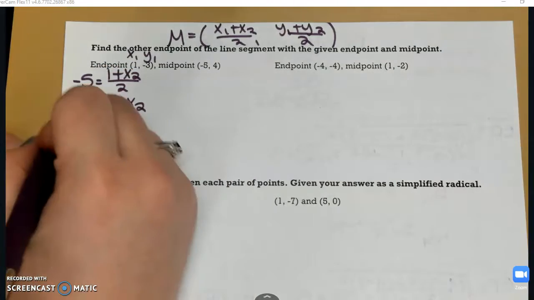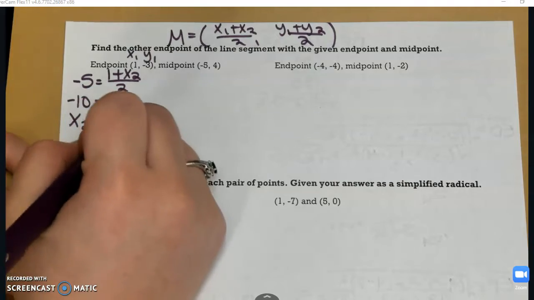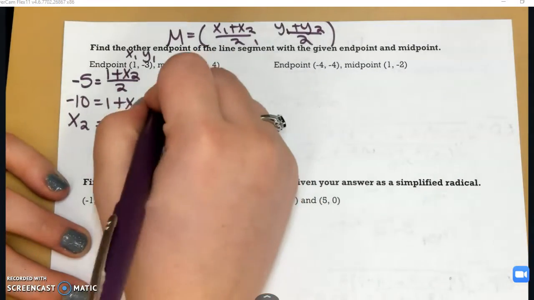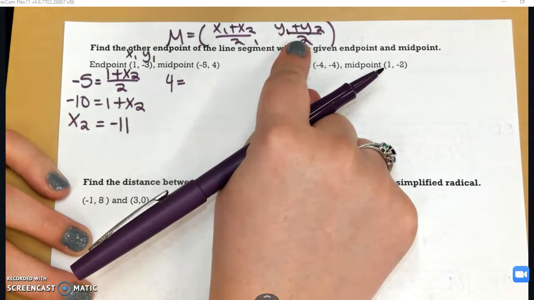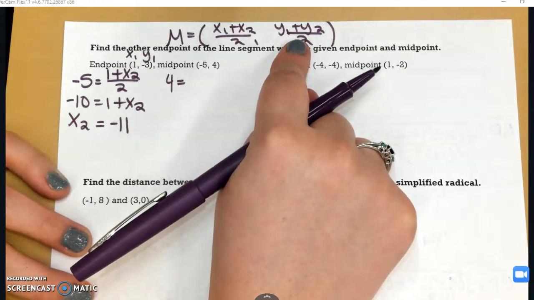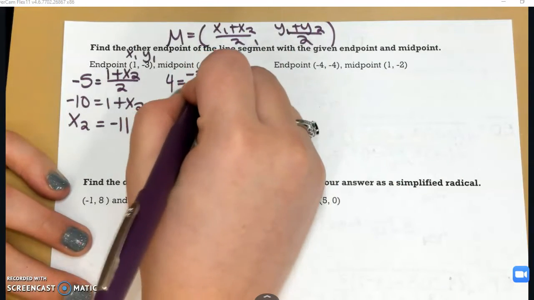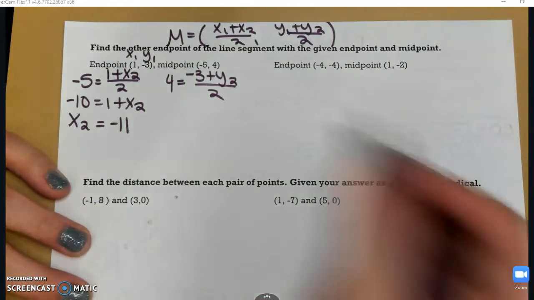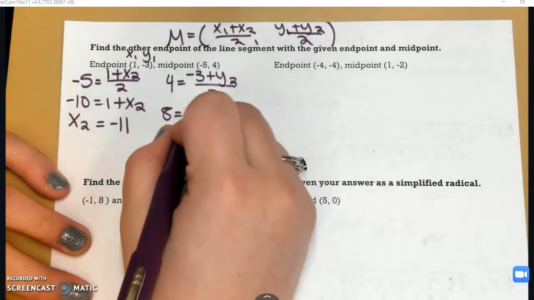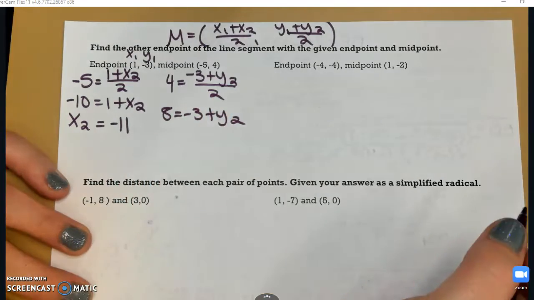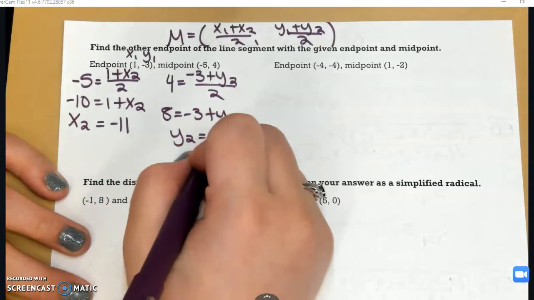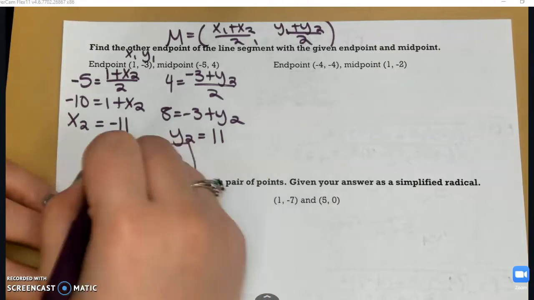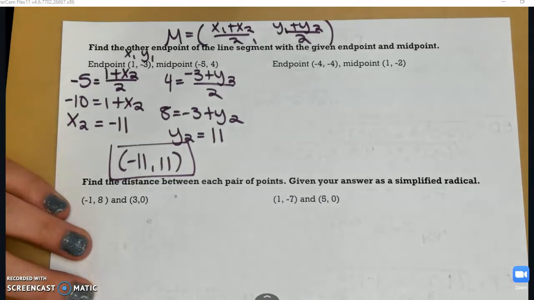I subtract 1, and I get that x2 is negative 11. I'm going to repeat this for my y value, which is 4. And that comes from this operation, y1 plus y2 divided by 2. So if y1 is negative 3, I can solve for y2. First, I'm going to multiply by 2 on both sides. And then I'm going to add that 3, and I find that y2 is positive 11. So the coordinates of the other endpoint are negative 11, comma 11.